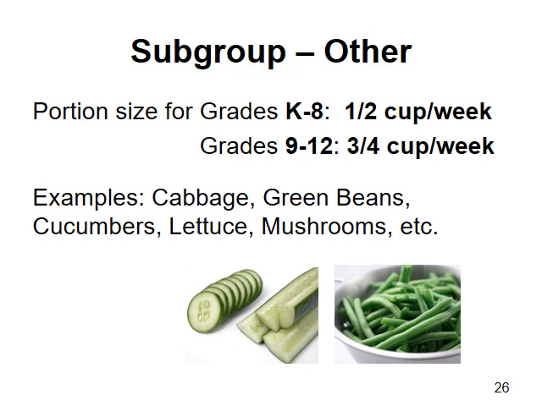The group contains all the vegetables that don't fit in the other subgroup categories. The weekly portion size requirement for grades K through 8 is a half a cup per week, and for grades 9 through 12, 3/4 of a cup per week. The list is long, so I would refer to the chart to see all the vegetables that fall into this group. Some common examples include cabbage, green beans, cucumbers, iceberg lettuce, mushrooms, onions, and many more.